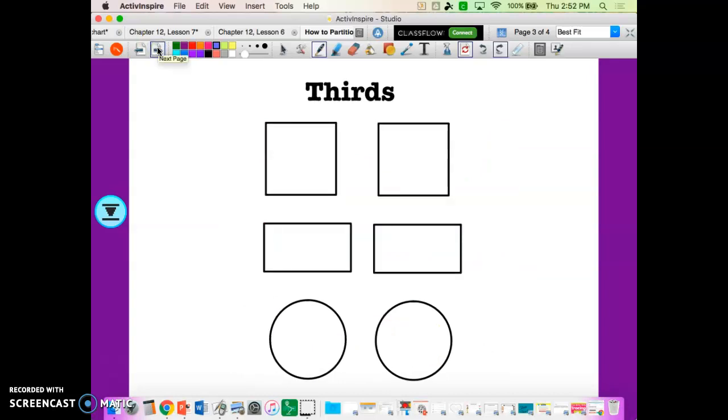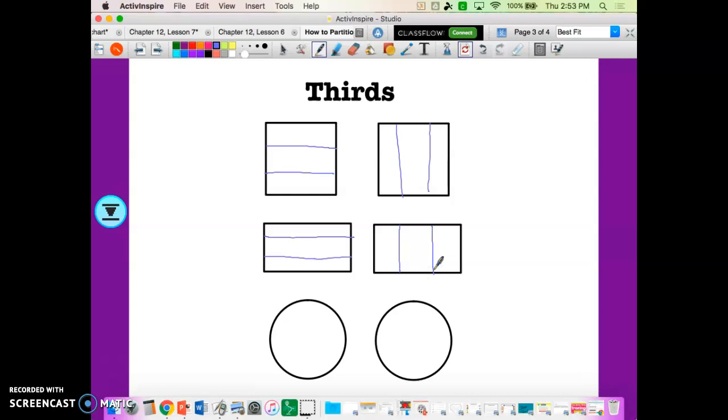Thirds. So if we want to cut something in thirds, my squares and my rectangles, there are only two ways to cut them into thirds. If I were to cut the square into thirds, I can do it horizontally or I can do it vertically. Same thing with my rectangle. Now, cutting it across into thirds is much more difficult than cutting it vertically into thirds. And again, just kind of a roundabout.